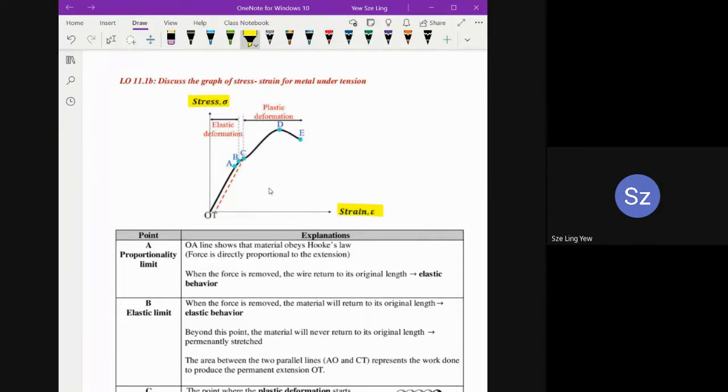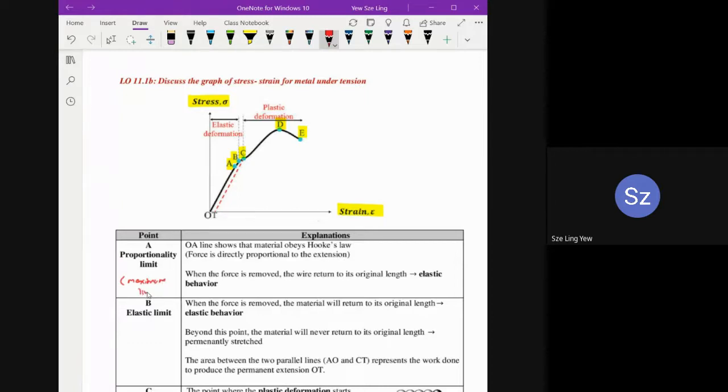There are 5 points along the graph that we're going to look at, which are point A, point B, point C, point D, and point E. You need to know what happens at every single point. So from O to A, A is what we call the proportionality limit. It is the maximum stress for which Hooke's law is still obeyed. So the OA line shows the material obeys Hooke's law. At point A, that is the maximum limit.